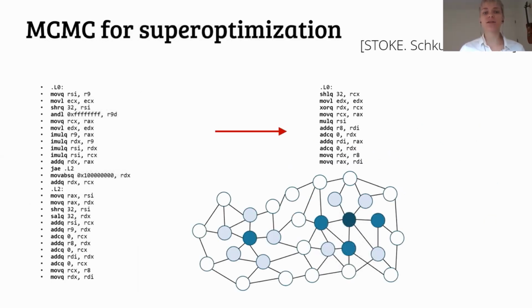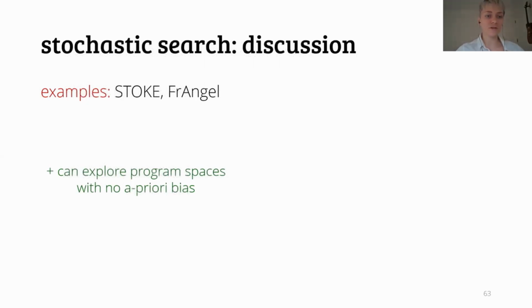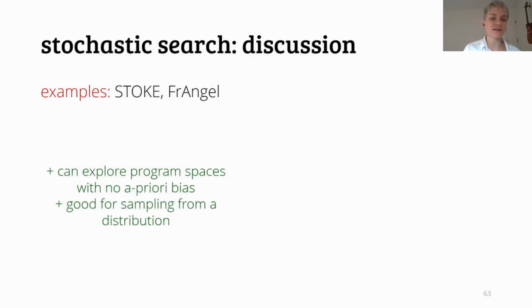What these techniques are able to achieve is actually pretty impressive. They have been used, for example, for superoptimization. As an input, you're given this big assembly program on the left, and then a tool like Stoke that uses MCMC sampling is able to generate an equivalent program that is much shorter and much more efficient than the input. Examples of tools that use stochastic search are Stoke that I just mentioned, and Frangel that I mentioned before in the talk. The cool thing about stochastic search is that it can explore program spaces with no a priori bias. So it can explore even large programs, which enumerative search cannot do. But of course, it's not exploring them systematically, it's exploring them in this stochastic fashion.